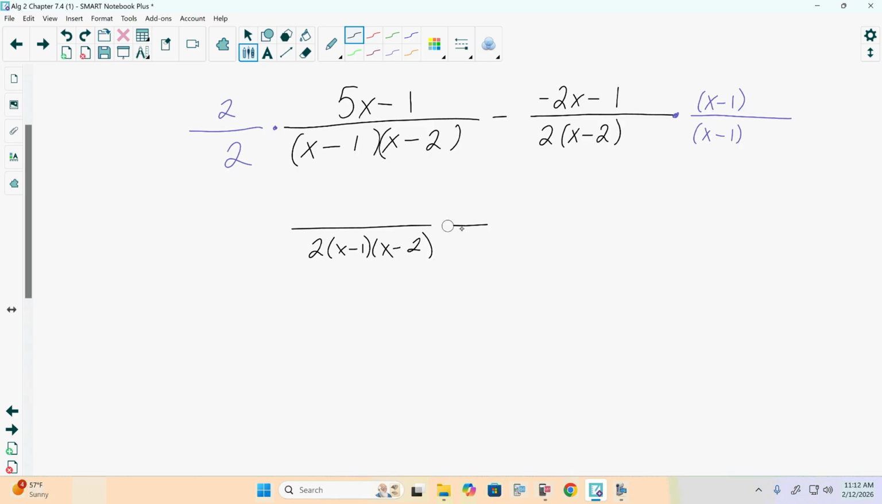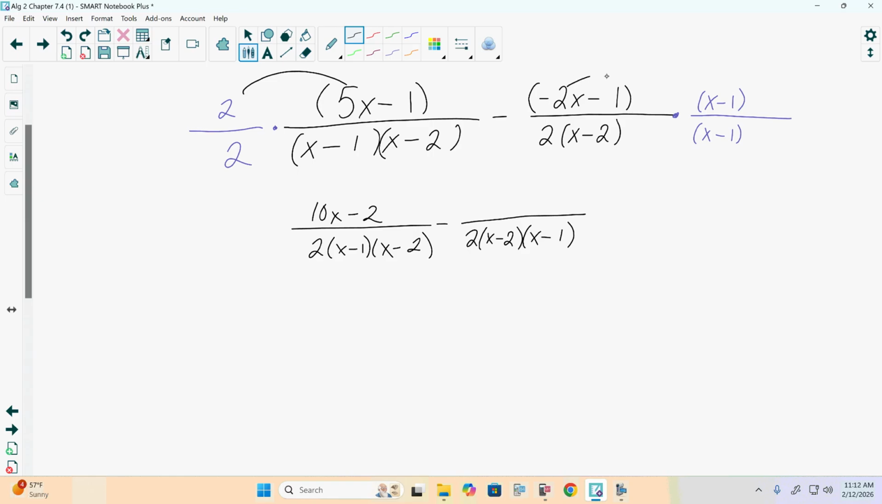On top, we do need to multiply through that 2. 2 times our 5x, 2 times 5x is 10x. 2 times negative 1 is negative 2. Minus. On bottom, we do have 2 times x minus 2 times x minus 1.